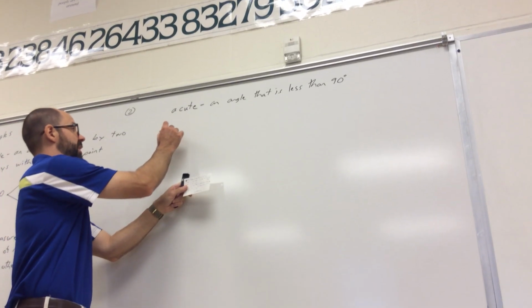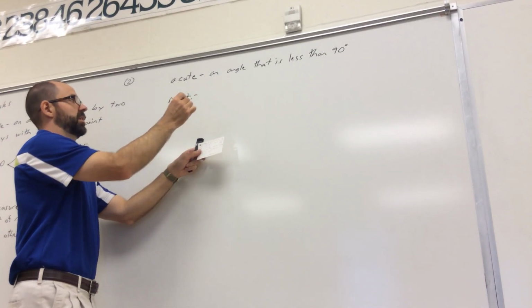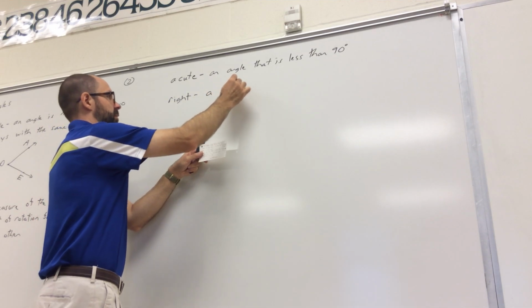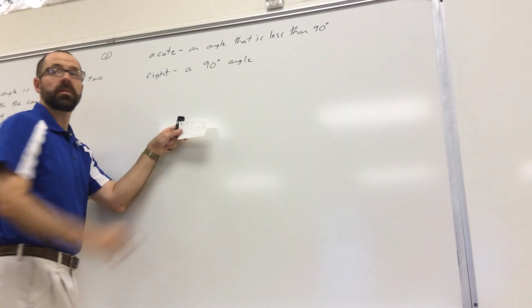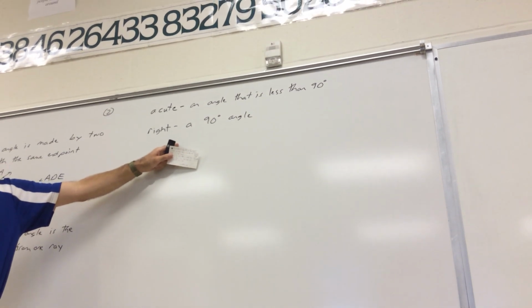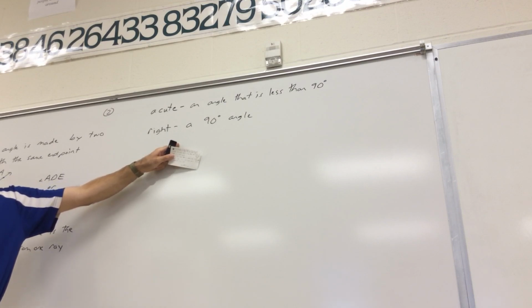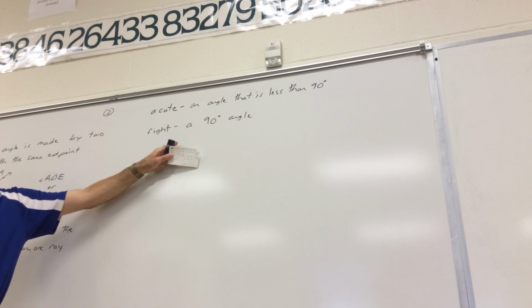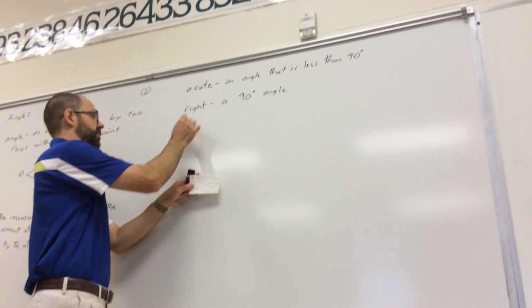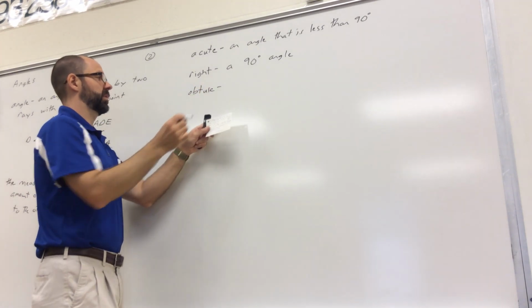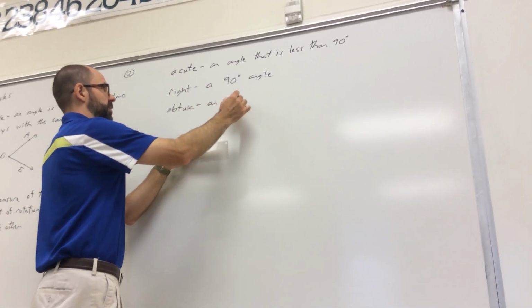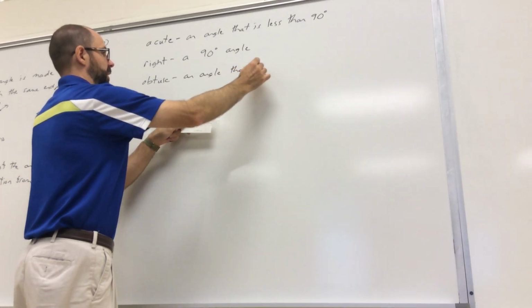And then, of course, a right angle is a 90-degree angle. And that looks like a perfect corner, right? A 90-degree angle is a perfect corner. So if it's less than that, it's acute. If it equals that, it's called a right angle. And then if it's larger than that, it's called obtuse. So obtuse is an angle that is greater than 90.